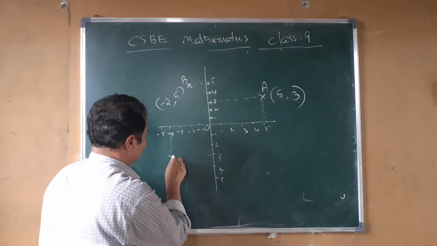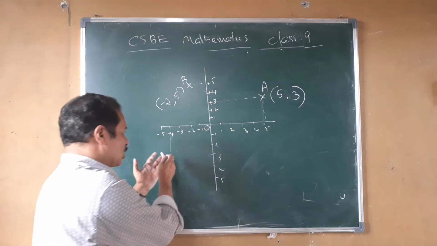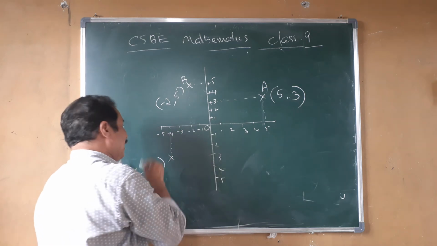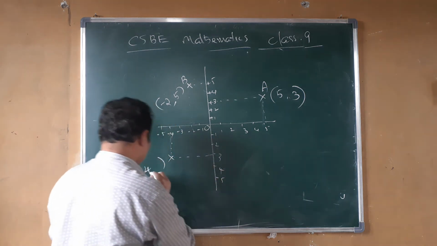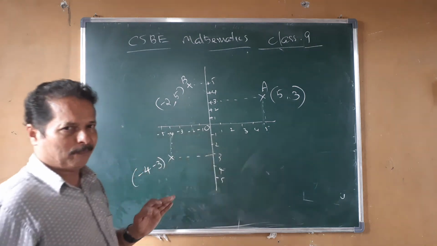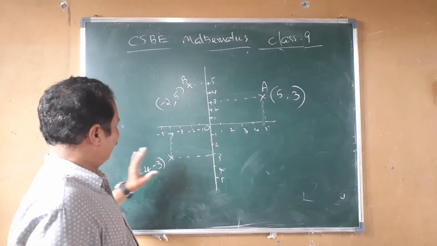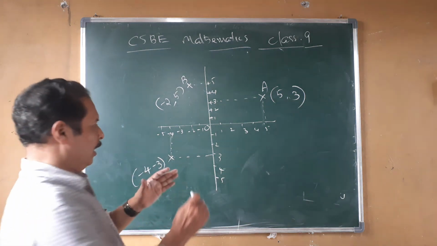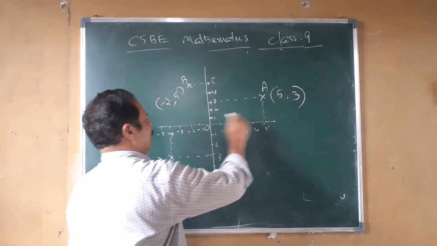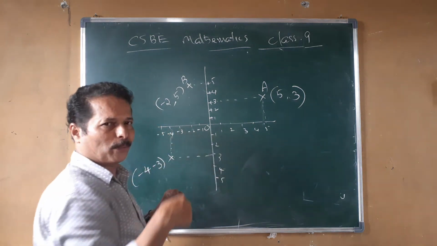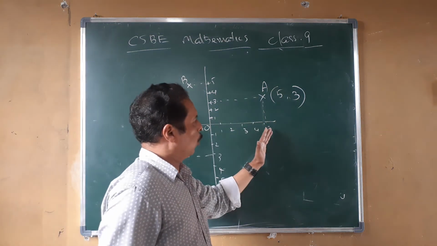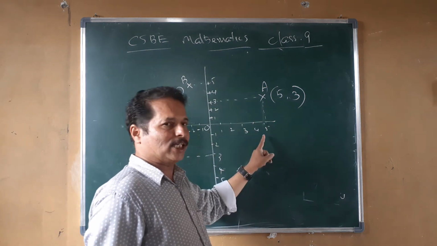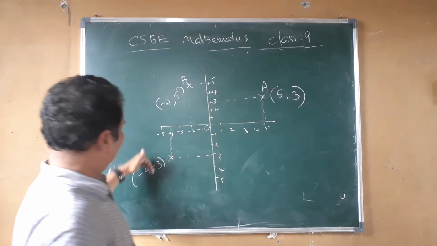Here the dotted lines are not given. X coordinate is here. So if you draw, it means at negative 4. Y coordinate is here. That is minus 3. So the point is given, the coordinates are not given. We want to find the x coordinate and y coordinate. If you draw a line perpendicular to the x-axis, it intersects at minus 4. Here, if you draw a line parallel to the y-axis, it intersects at 5. That is the x coordinate. The other number is the y coordinate.